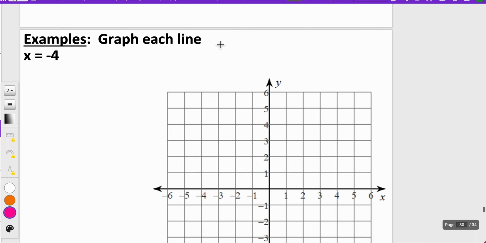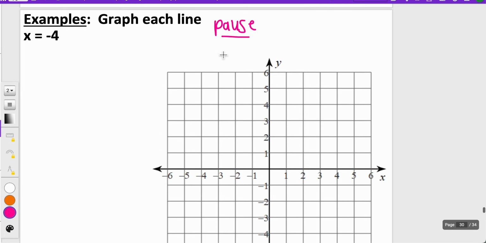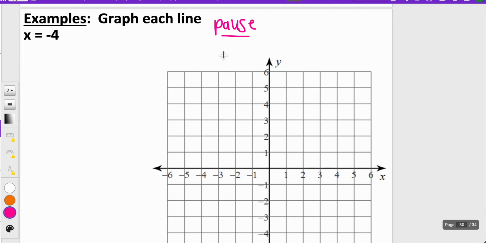Here are some that you can try on your own. So we're going to pause the video here, try this when you're on your own, and when you're ready to check it, go ahead and click play. So x is equal to negative 4 means I'm going to find negative 4 on the x-axis, and then that vertical line should be up and down.